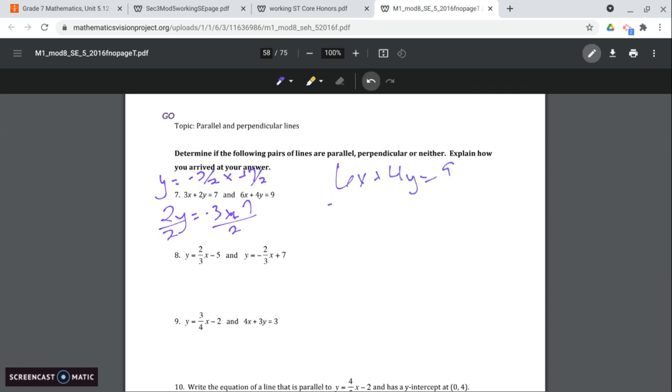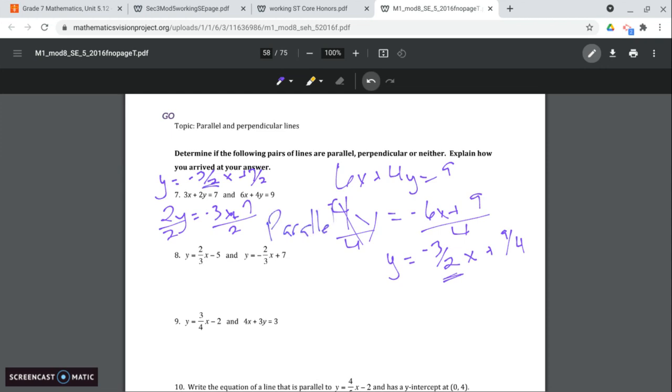Now our second one, 6x plus 4y equals 9. Subtract our 6x, so we end up with 4y equals negative 6x plus 9. We divide by 4. So y equals, now negative 6/4 will reduce down to negative 3/2 x, and then plus 9/4. Now, if we look at this, both of our equations have the exact same slope. They both have a negative 3/2 slope, which means they are parallel.